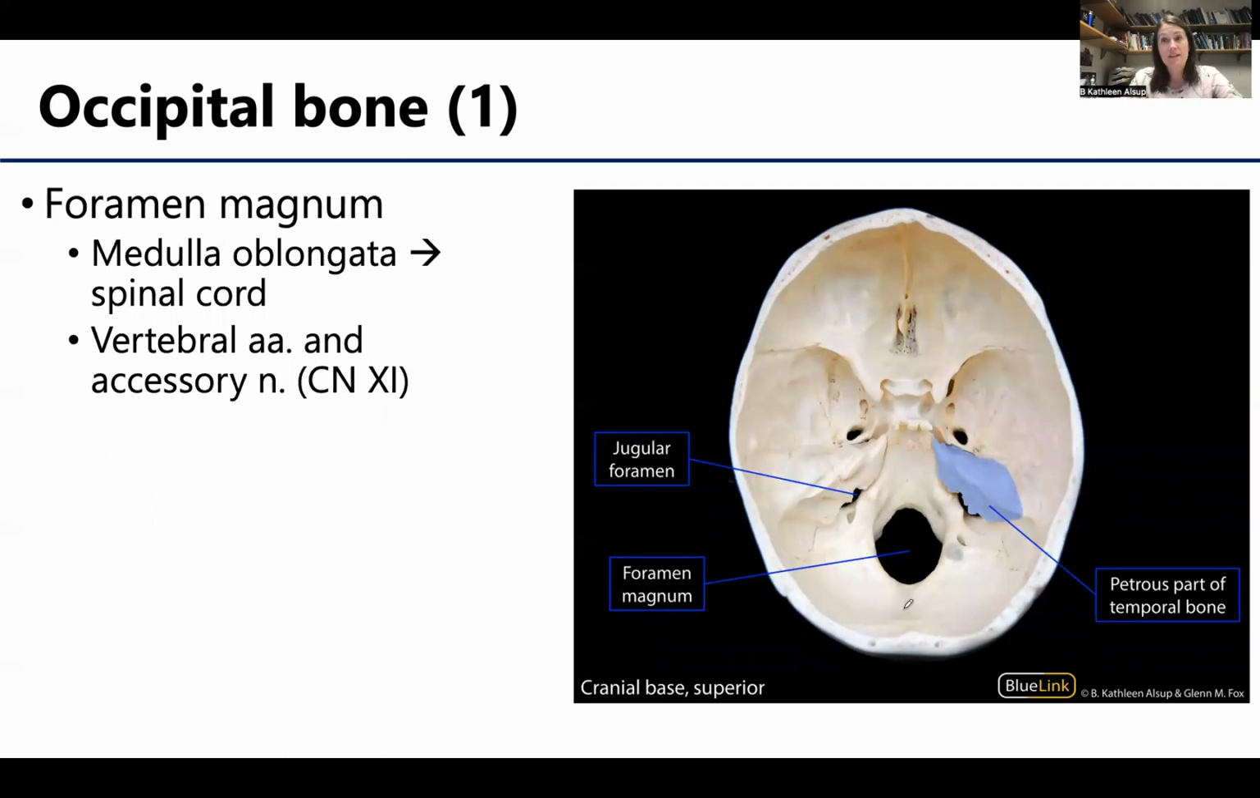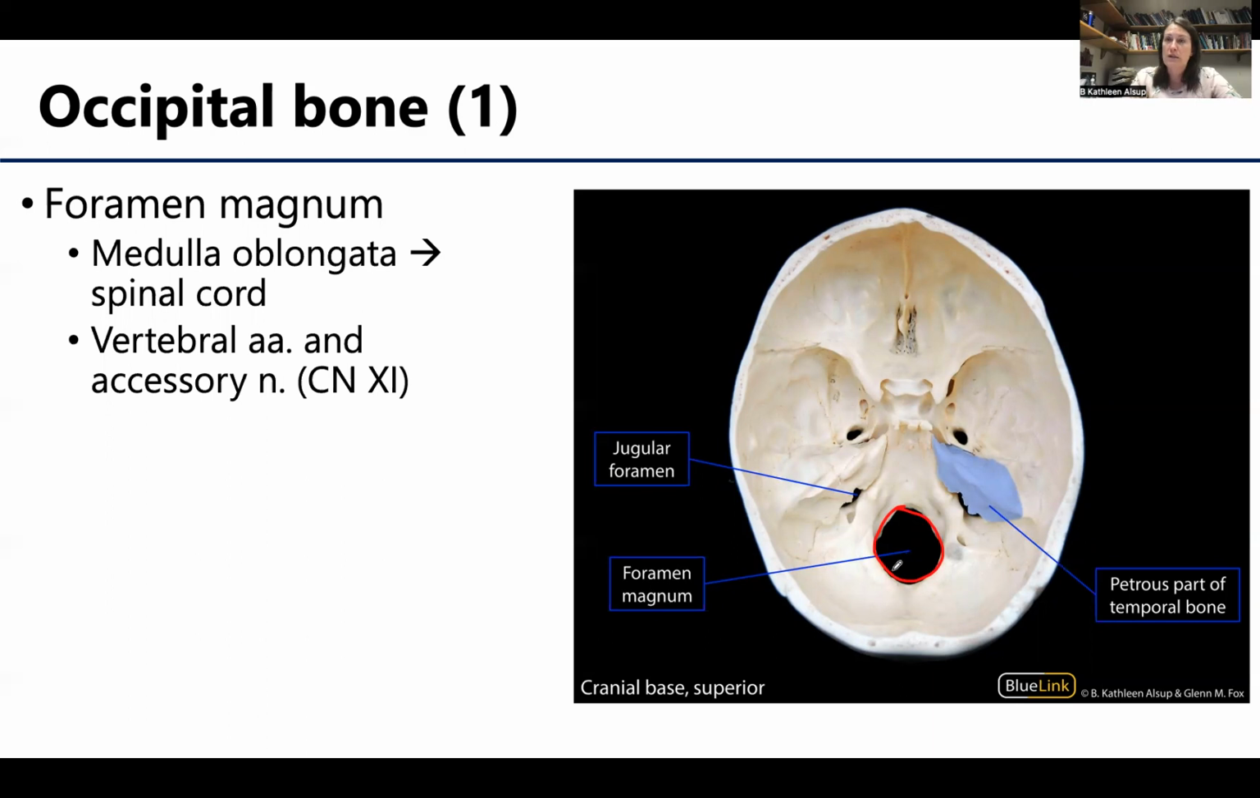Generally, the most obvious thing when we're looking at the occipital bone is this large foramen here, the foramen magnum. It's actually not the largest foramen in the body. That's going to be associated with your hip bones, but it obviously is quite large. And for me, it helps me get organized in terms of trying to differentiate certain structures.